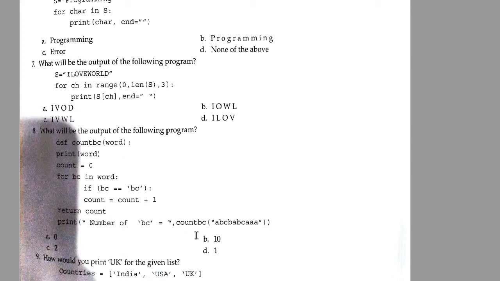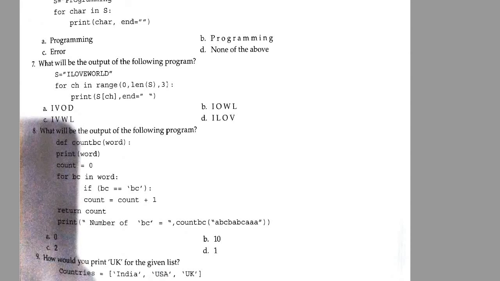You can try it on your IDE. Just write it on your IDE and see what will happen. Now next, how would you print UK for the given list? Here you will see one list is given, the name of the list is countries, and three values are in the list: India, USA and UK.